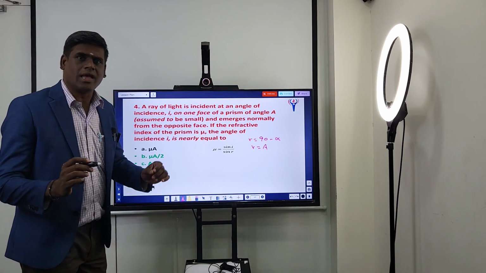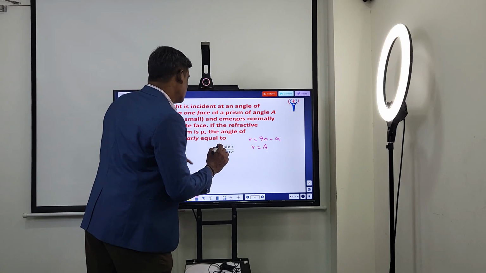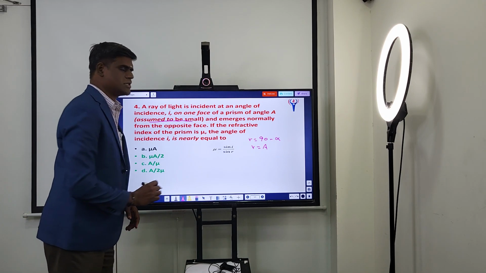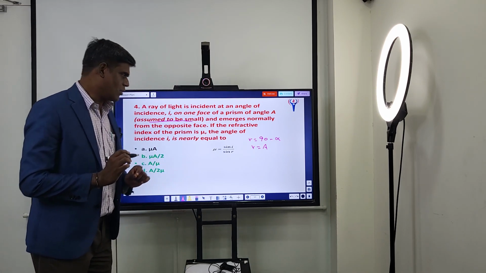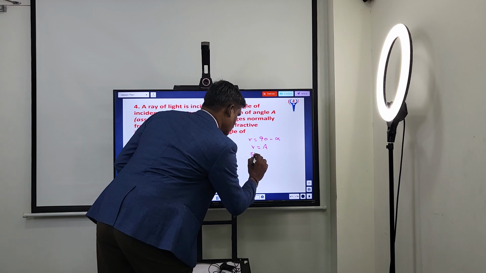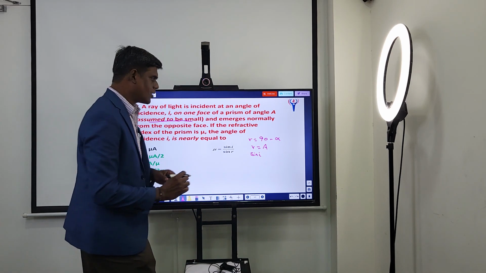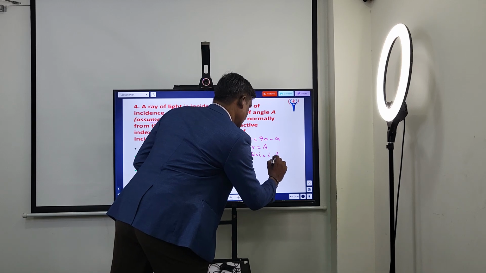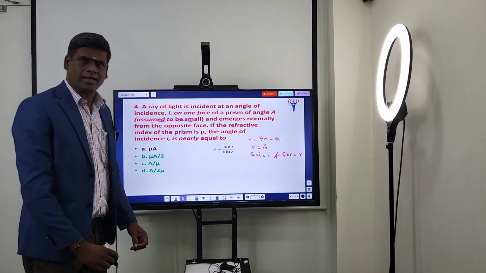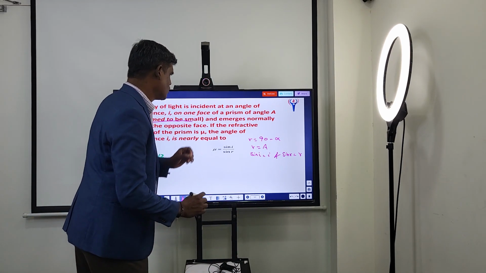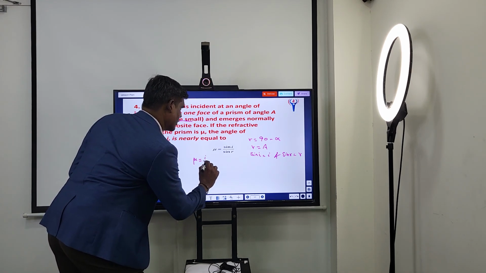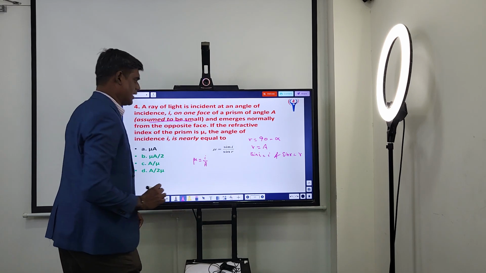What is A? A is the angle of the prism. And it is mentioned that it is assumed to be small. That is, if the angle is small, then sine theta equals theta. Similarly, sine i equals i, and sine r equals r. Sine i equals i and sine r equals r. Substitute this here: mu equals sine i, which is i, and r equals A, so sine A is A.